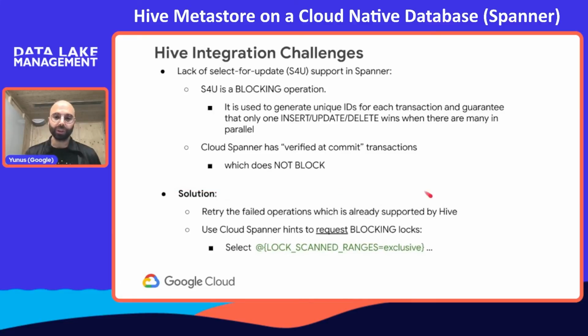Luckily, retry operation was already in Hive, so we didn't have to do anything. I think when they created the Hive Metastore, they already realized that retry should be a part of it. And Spanner has a feature, as a hint basically, where you can provide in your select statement lock scanned ranges exclusive, which is basically select for update operation, but it is a hint, so it's not guaranteed. Spanner tries to do that in the backend.